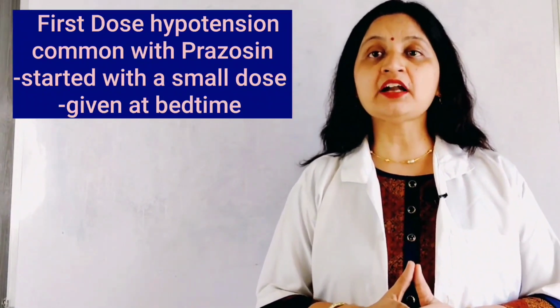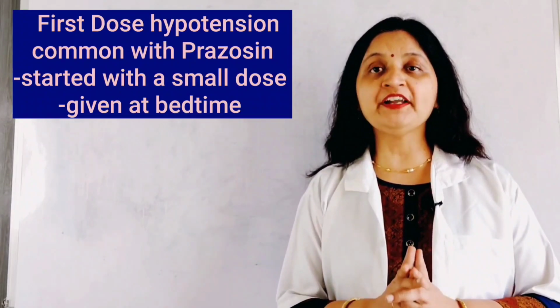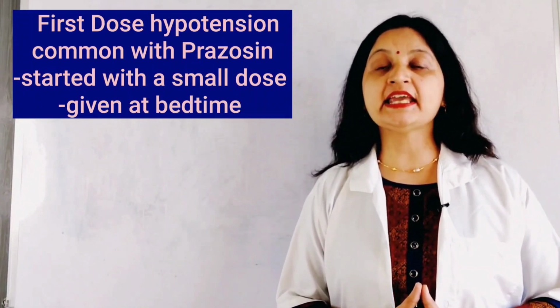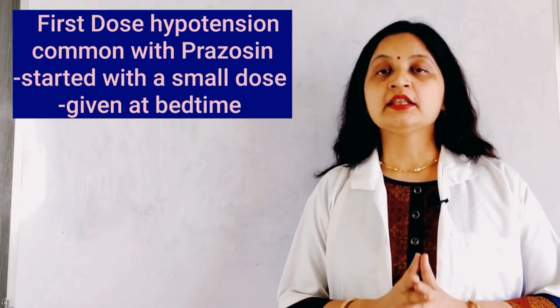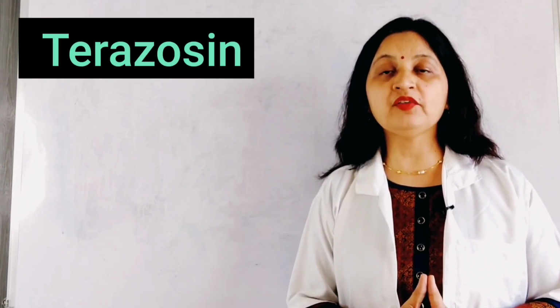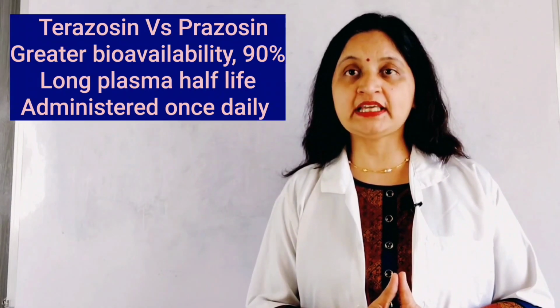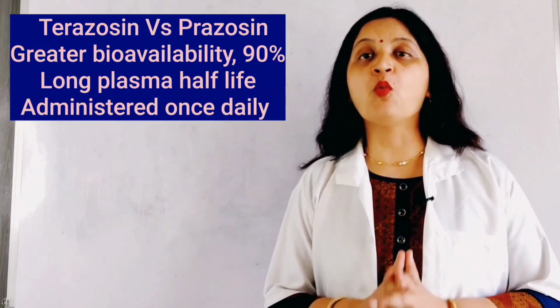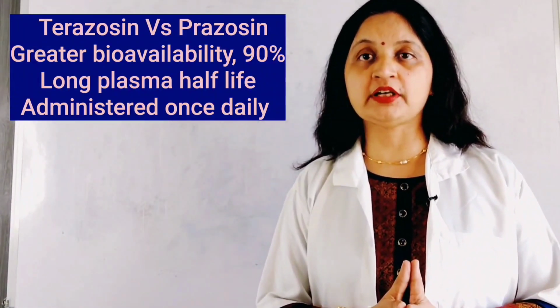Therefore, prazosin is started with a small dose of 0.5 mg and is taken at bedtime. The other side effects of prazosin are headache and dizziness. The next alpha-1 selective blocker is terazosin. Terazosin has a bioavailability of 90%. It has a long plasma half-life compared to that of prazosin and therefore it is suitable for once daily administration.